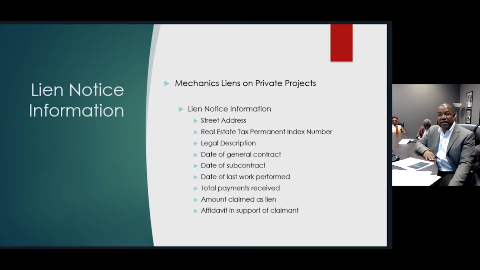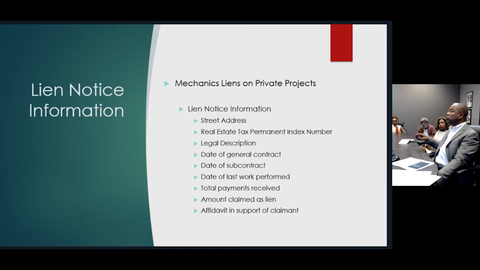I believe, okay, the last work performed, again, that's the date of substantial completion. That does not include, you cannot count punch list items. That's substantial completion of the work, okay? Amount claimed as the lien. So you should know from the value of the work that was to be provided to what you were paid out, the subtraction of that should account for the claim amount.